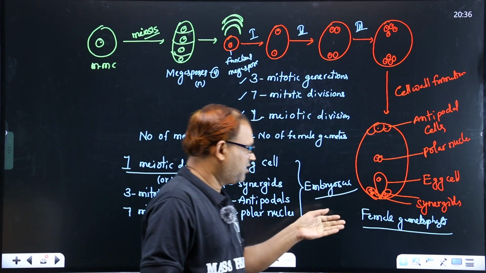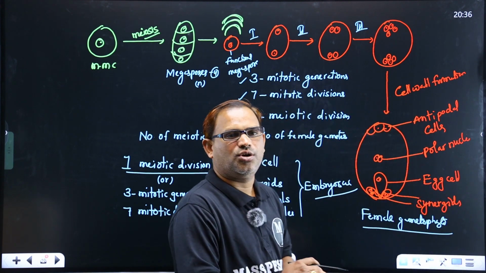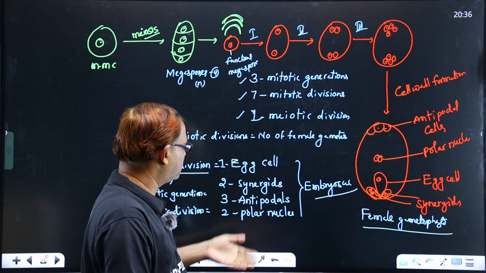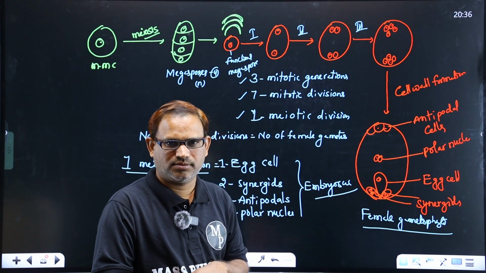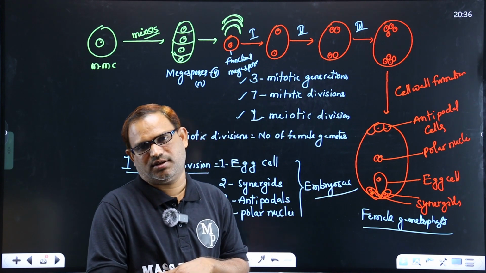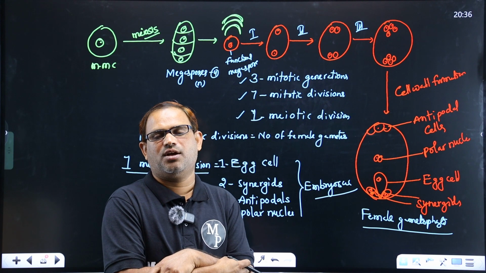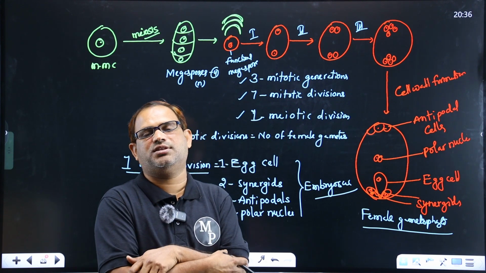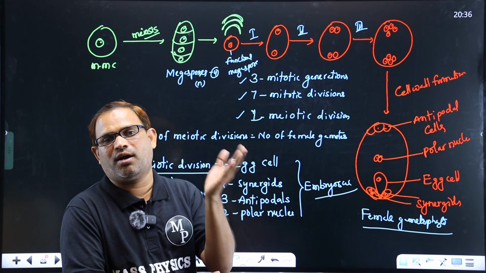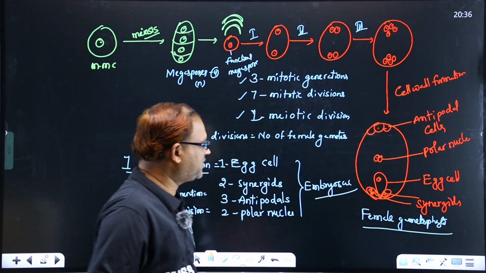If an embryo sac contains 24 synergids, 24 synergids are formed in an embryo sac, then how many meiotic divisions are required? How many mitotic divisions are required? How many mitotic generations are required? Like that question. See, simple.